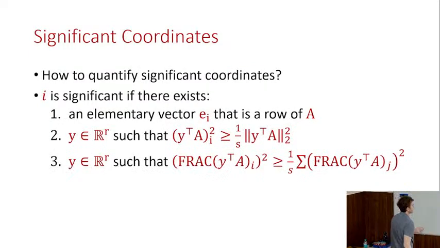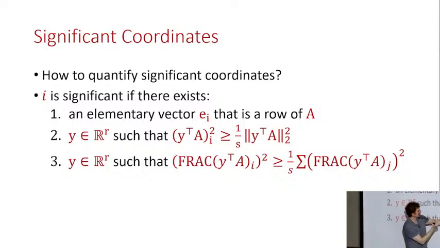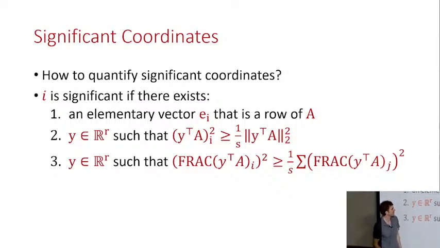So we started with this elementary vector, we generalized that to saying, there's an entry with large magnitude relative to the norm of what's left. We said that wasn't enough, so we said, if I take fractional parts, there's an entry which is large magnitude relative to the norm of fractional parts left. And in fact, this condition implies the other conditions, because the second condition I can scale down so that everything is fractional, for example.